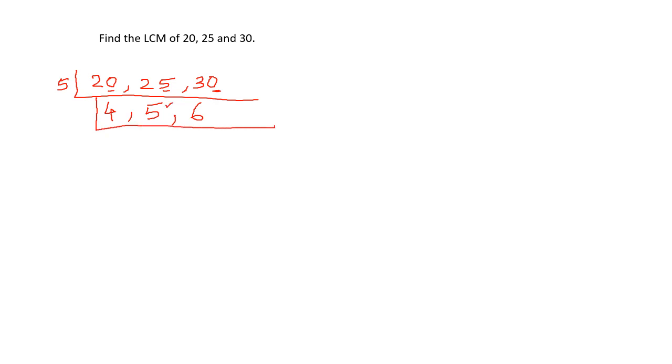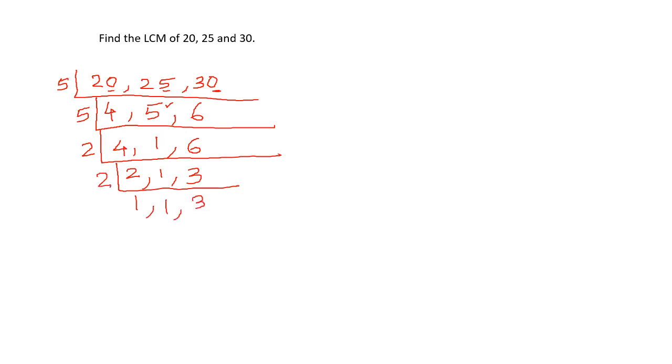So first we'll divide it using 5. Then 4 cannot be divided, we'll write it as it is. 5 one time. 6 cannot be divided, so we'll write it as it is. 4, 1 and 6. Then 4 and 6 is there. We can divide it using 2. 2 2s are 4, 1 as it is, 3 2s are 6. Now we got 2, 1 and 3. You can divide it by 2. 1 2s are 2, 1, 3. Again divide it by 3. You get 1, 1 and 1.